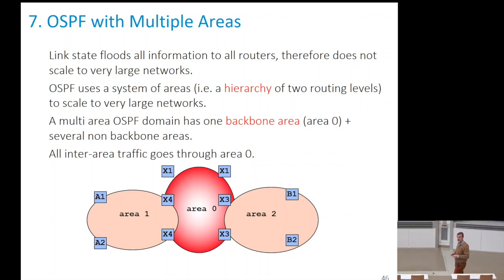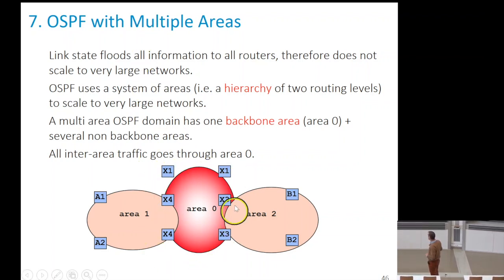So very large networks use OSPF with a hierarchy that has two levels. Very large networks are typically organized with a backbone. For example, if you're Google, you have routers that interconnect the different main sites that you have. And then within each main site, you have your own area that is connected to the backbone, hopefully by at least two routers, so that you have some redundancy. So this is what OSPF supports.